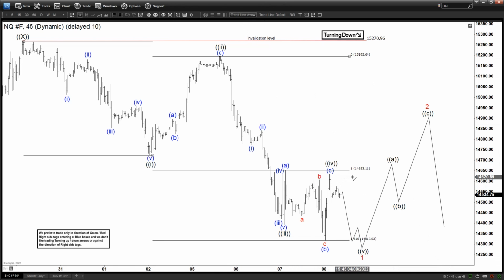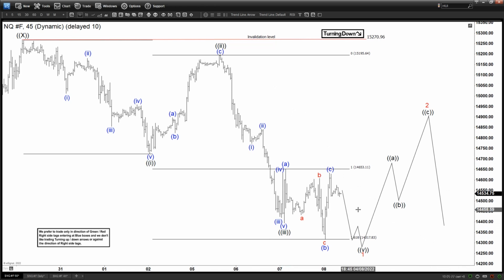Okay, so some options I can think of: we can do it like this to finish 4 before going down. We could be finishing 1, which means we can already start this big move here before turning lower. So all of them are still the same. As long as we stay below here, we should be looking for more downside. So we may or may not see one more push lower. The primary view calls for one more leg lower before we get a rally and further downside.